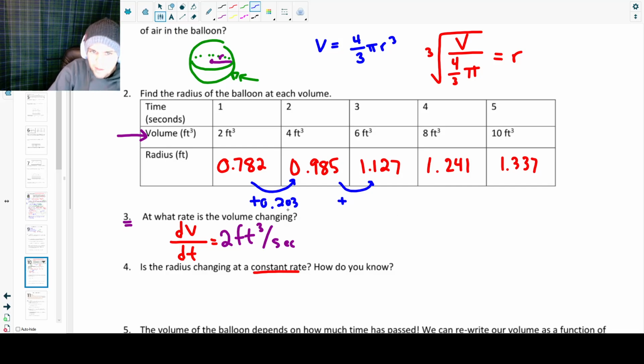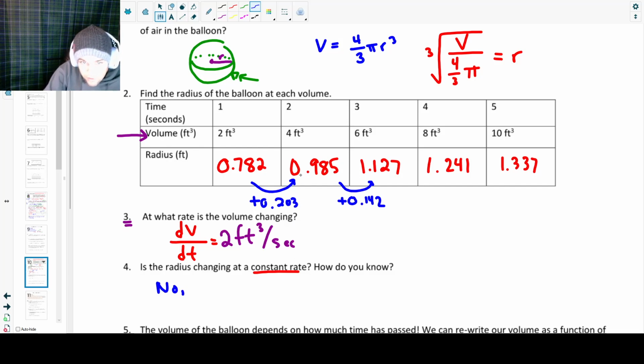And then we'll compare that here. Again, this is increasing. We'll see if it's the same or not. Oh, you can't see what I wrote down. I'll show that in just a moment. So 1.127 minus 0.985. Okay, 0.142. So in this case, we again increase by 0.142. Looking at these values, not constant. Easy enough, right? So no, it's not changing at a constant rate.